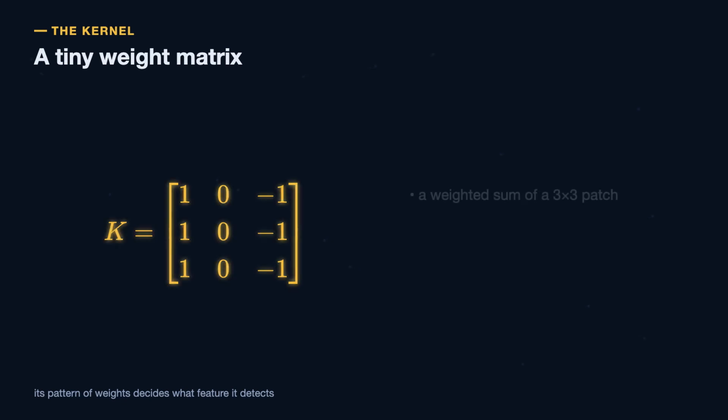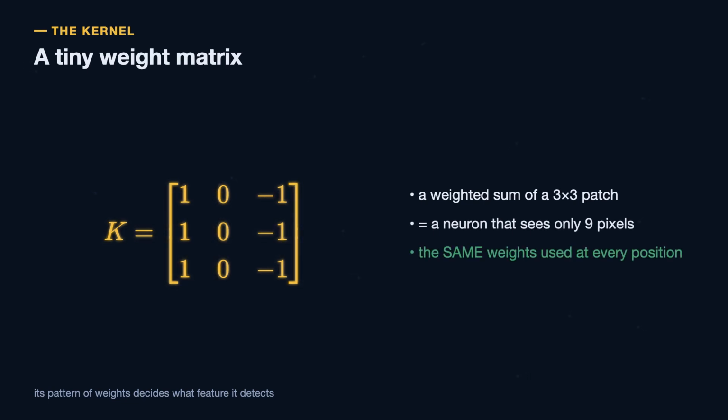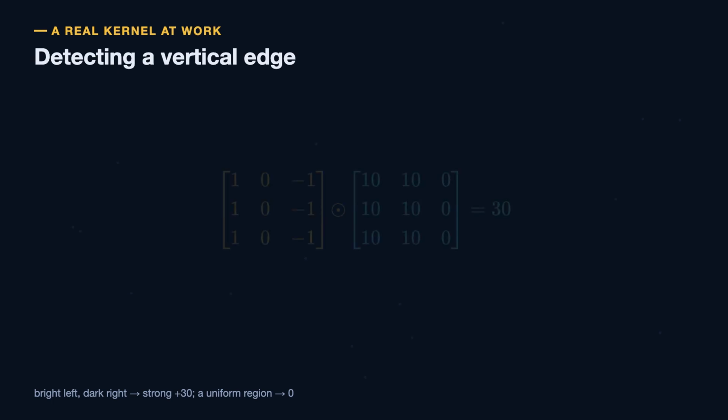That kernel is nothing exotic. It is just a tiny weight matrix. It computes a weighted sum of a local patch, which is exactly a neuron, but one that looks at only 9 pixels at a time. And the very same kernel with the very same weights is used at every position. Its pattern of weights decides what feature it detects.